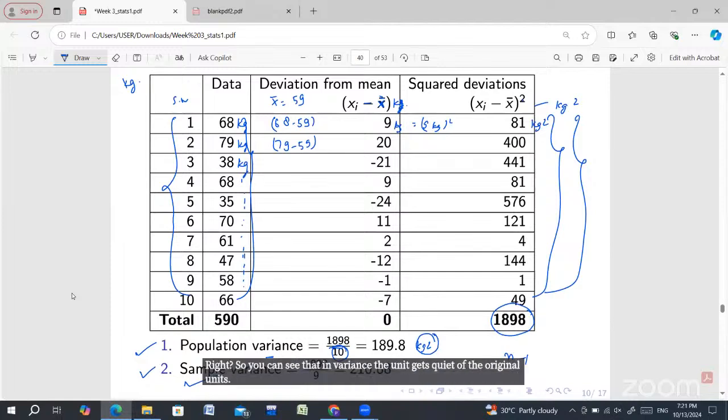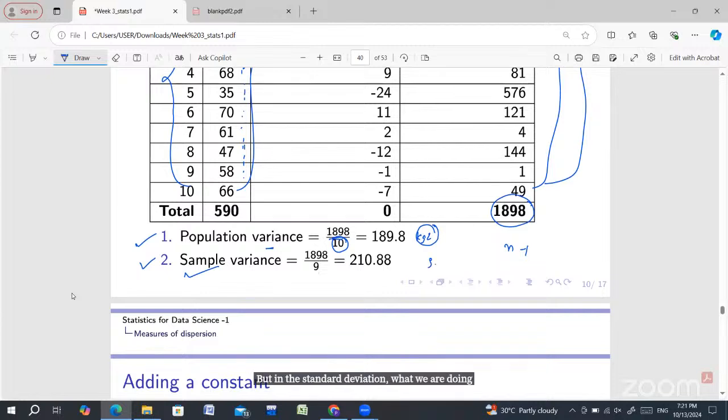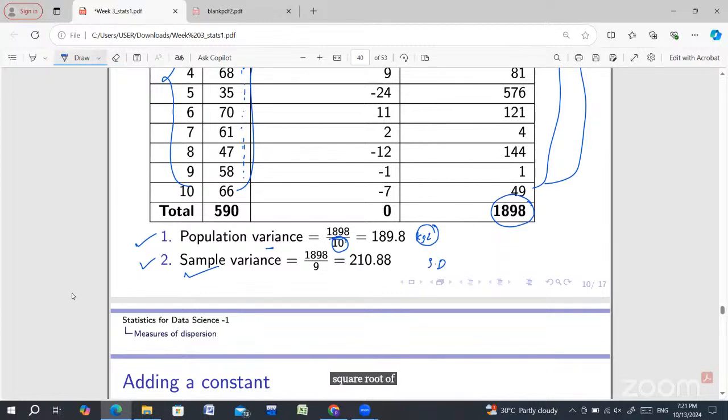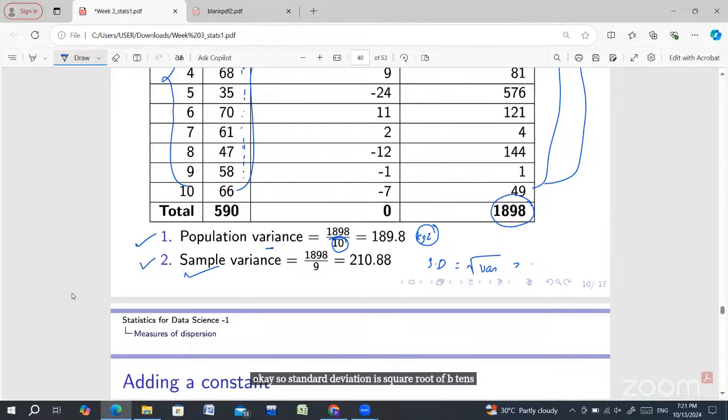But in the standard deviation, what we are doing, standard deviation is nothing but the square root of variance. Then again you are taking the square root of kilogram square, so it will again be kilogram. So standard deviation gives you the same unit as in the data set, but in variance, the unit gets squared.